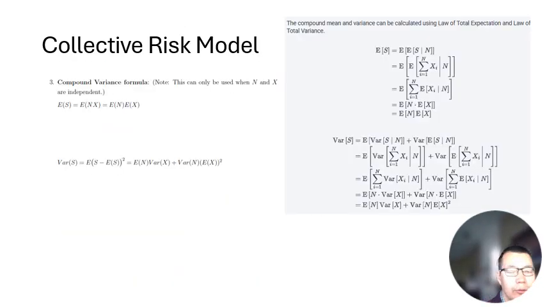For the collective risk model, the compound variance formula is as follows. The expected value of S, the aggregate loss, would be the expected value of N times X, and it would be the expected value of N times the expected value of X. And variance has a different formula as follows. I'm not going to dive into the derivation of these formulas, but you can look at the process on the right.